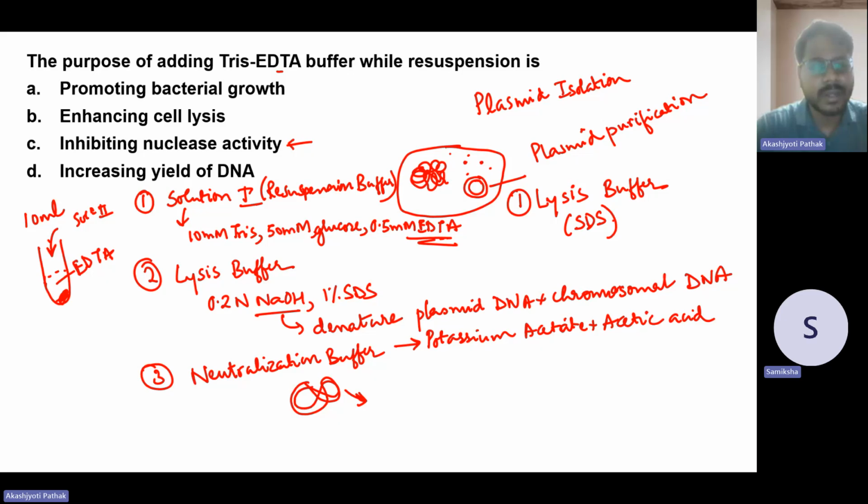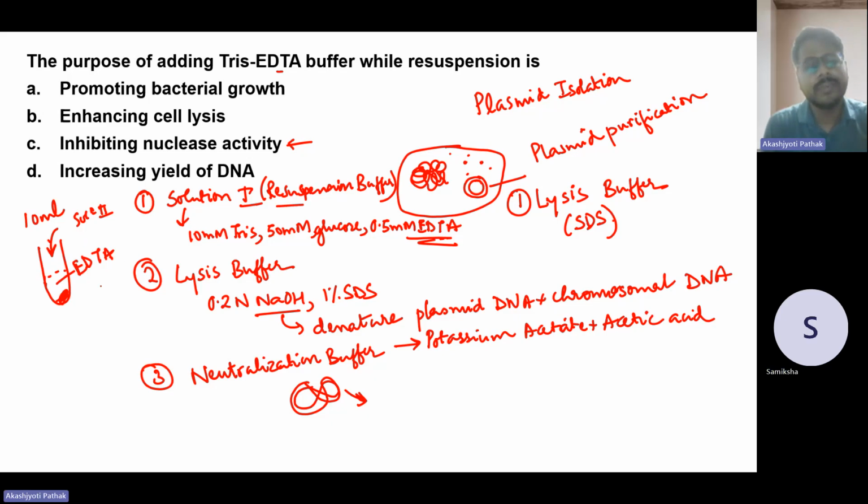So this EDTA is already present, and then you are lysing the cell. We will not remove the solution one. No, we do not remove solution one. That is why it is called resuspension buffer.